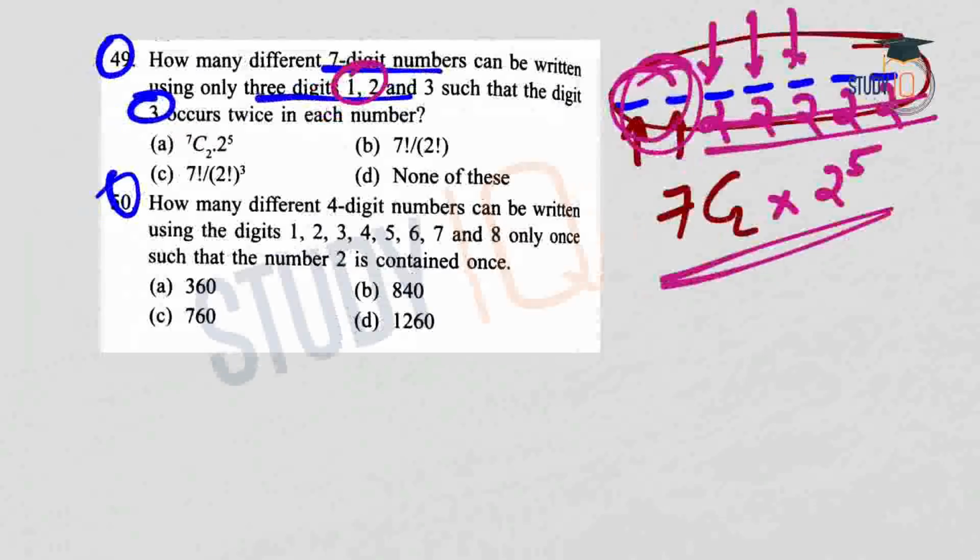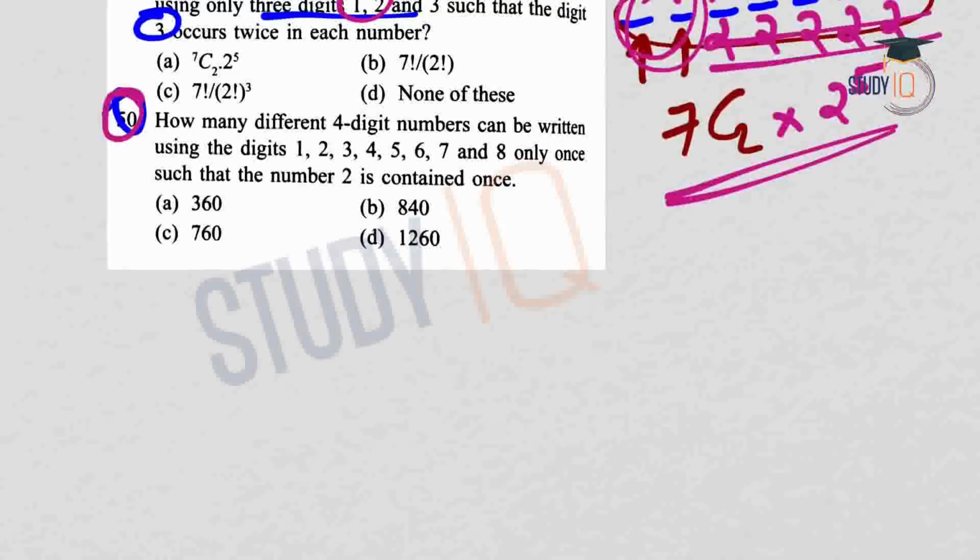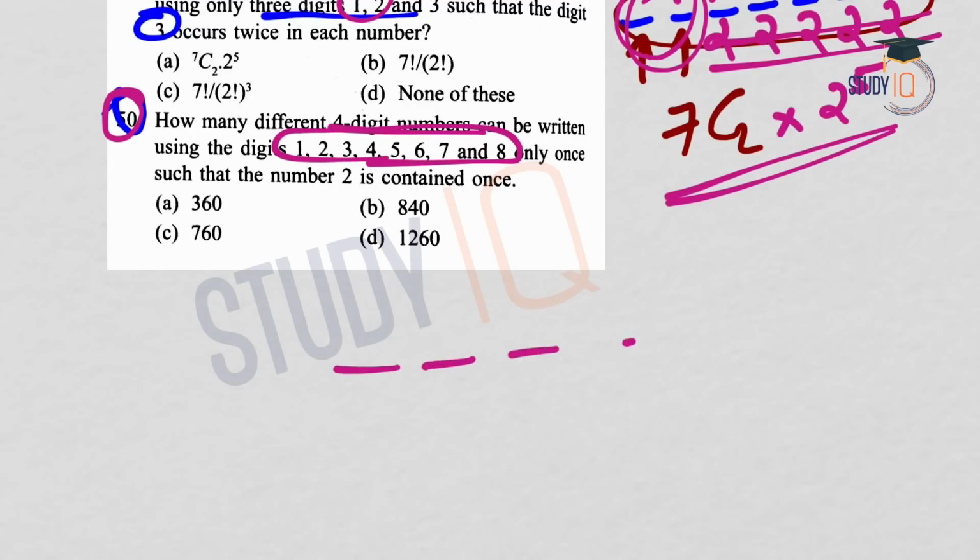Then what about the next one? The very same logic is what we are going to use. What they are saying is how many different 4-digit numbers can be written using 8 digits, right? So here we need to make 4-digit numbers by using the 8 digits 1, 2, 3 and 4 and so on. Now what is the condition? Only once. That means repetition is not allowed. And further what they are saying is such that the number 2 is contained. So number 2 should be there.